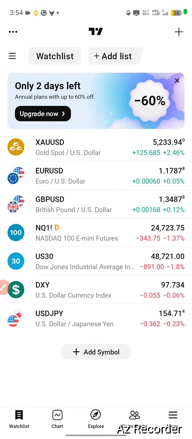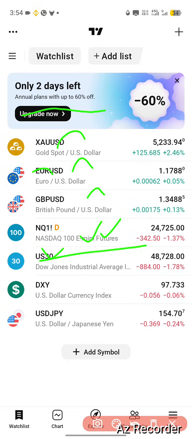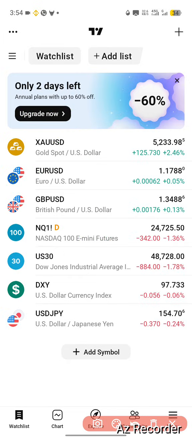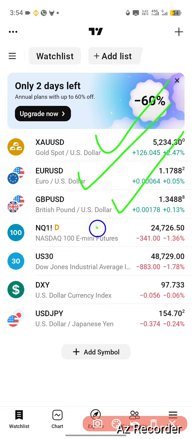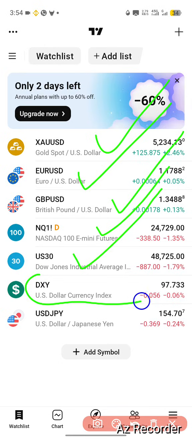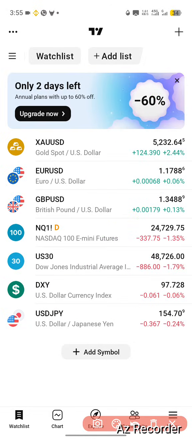Okay guys, this is our interface. These are mainly the pairs I trade. I trade gold, Euro USD, GBP USD, Nasdaq, and US 30. I use the dollar index for analysis, and I trade USD JPY. So let's go in depth a little.